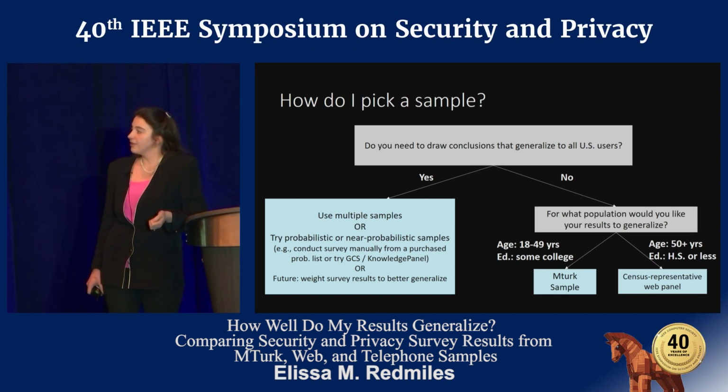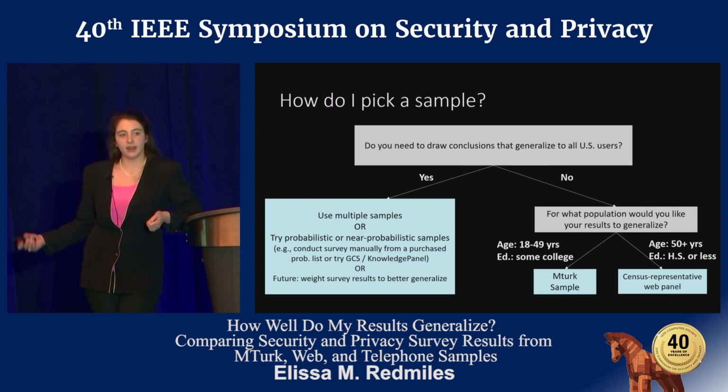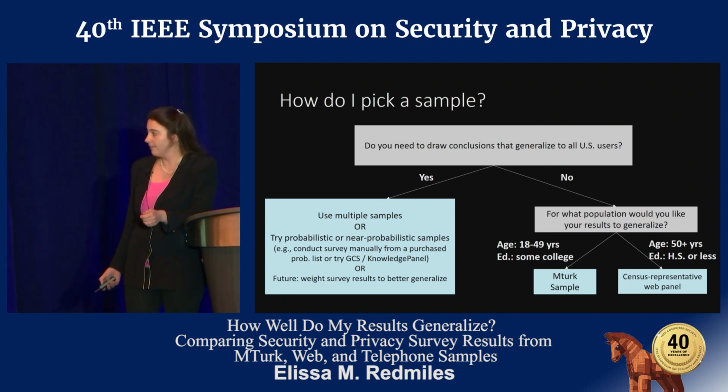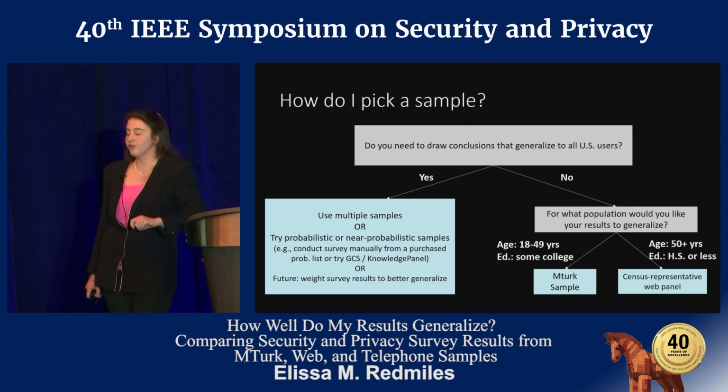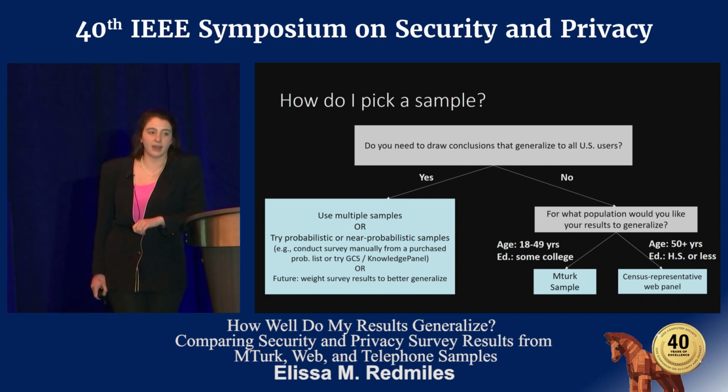If you're OK generalizing to only a certain subset of the population, then for those who are 50 or under and have some college education, Amazon Mechanical Turk is a pretty good approximation. For those with a high school education or less, the panel is a decent approximation, and it's a better approximation for those over 50 than MTurk, although still not great.